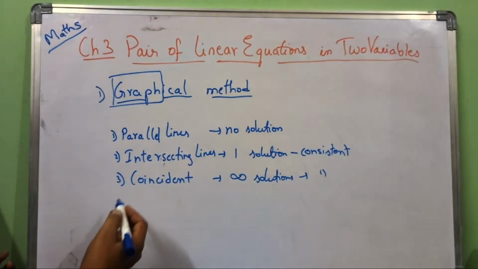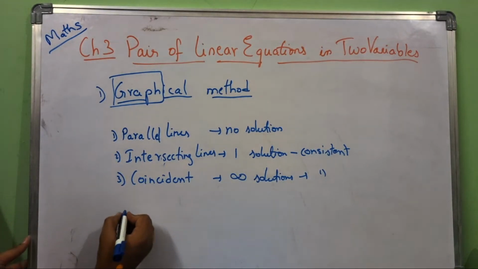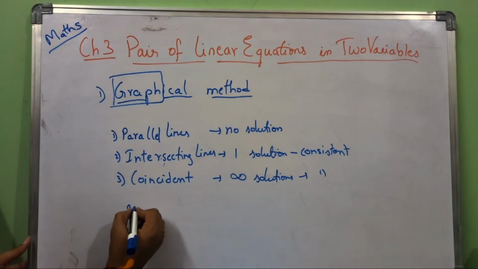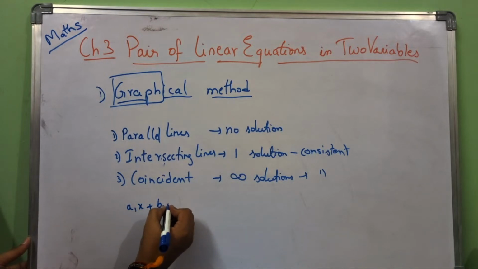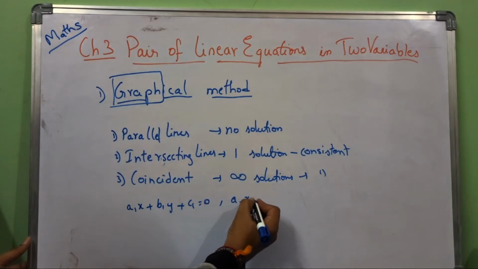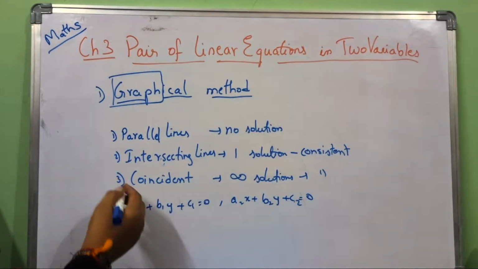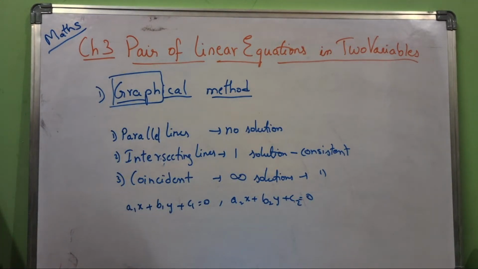So how do we find from the equations themselves whether they belong to any of these 3? For example, we have 2 equations, the first is a1x + b1y + c1 = 0, and the second is a2x + b2y + c2 = 0. What are the conditions to decide which of these 3 it belongs to? First we compute all 3 ratios: a1/a2, b1/b2 and c1/c2.